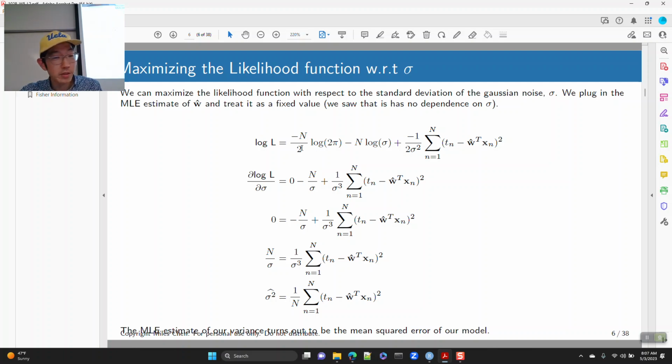And so this is what we get. Okay, so this is a constant, so that zeroes out. We got negative n log sigma. So the derivative of that is negative n over sigma. And then we got negative 1/2, sigma to the negative 2. And so when you take the derivative of that, you got a negative 2 that multiplies with the negative 1/2 and eliminates it. And it becomes sigma to the negative 3.